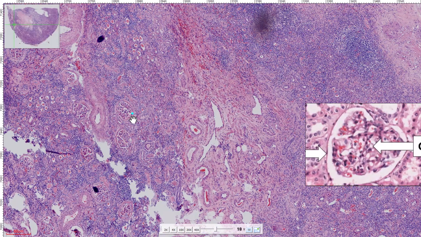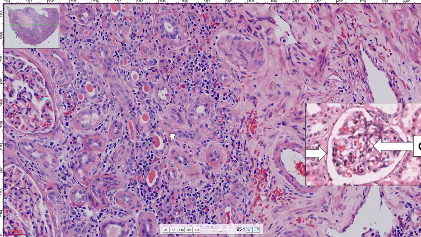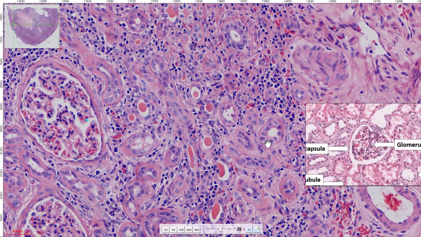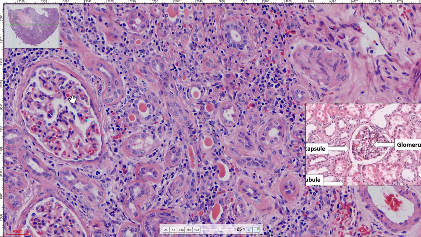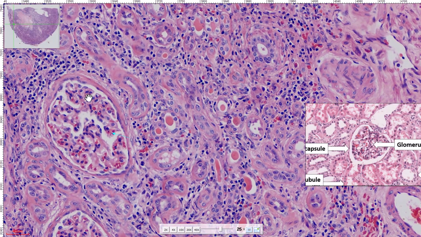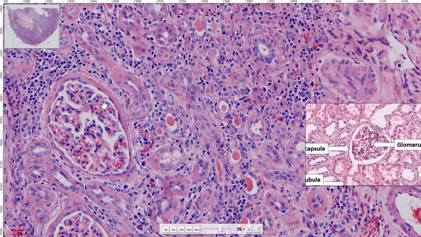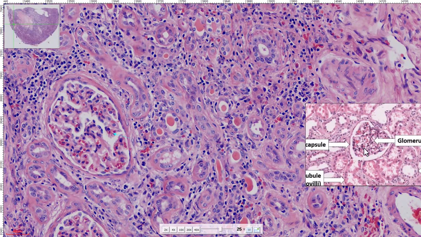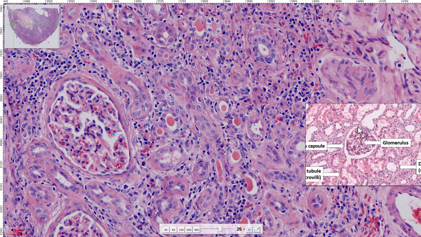So if I magnify here, you can see the glomeruli in this specimen. I want you to compare this to this. This is not a normal glomerulus, this is actually a hypertrophic glomerulus. I think you are familiar with hypertrophy right now. Hypertrophy is when our cells increase in size. They haven't increased in number, they have increased in size. They have undergone hypertrophy.